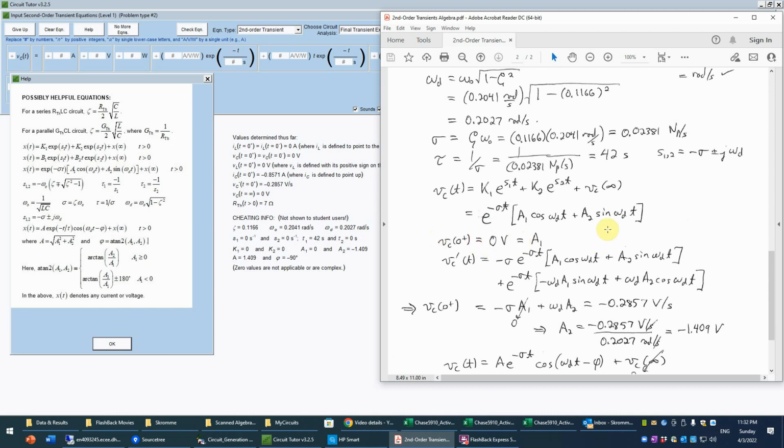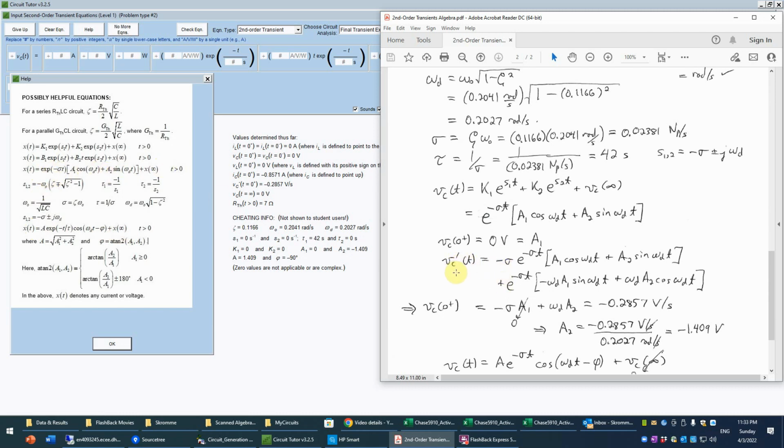Now, to find A2, we need to consider a second initial condition, which is the VC prime at 0 plus. To find that, we have to first evaluate VC prime from this general expression. Now we could go to the final expression down here, with the single cosine, which you can convert to using a trig identity as outlined in the introductory tutorial. But I think this form is a little bit harder to work with in terms of finding these initial conditions, so I prefer to do it at this stage.